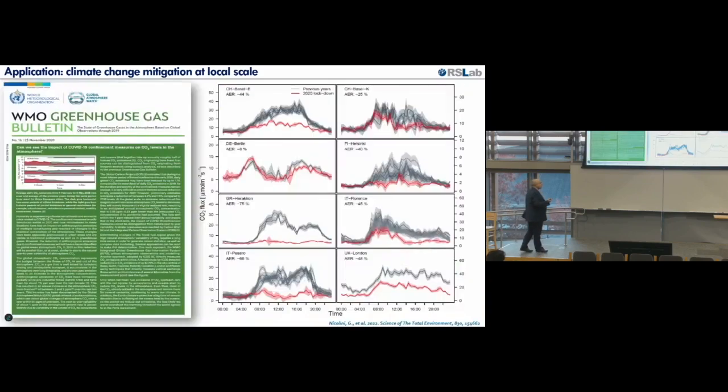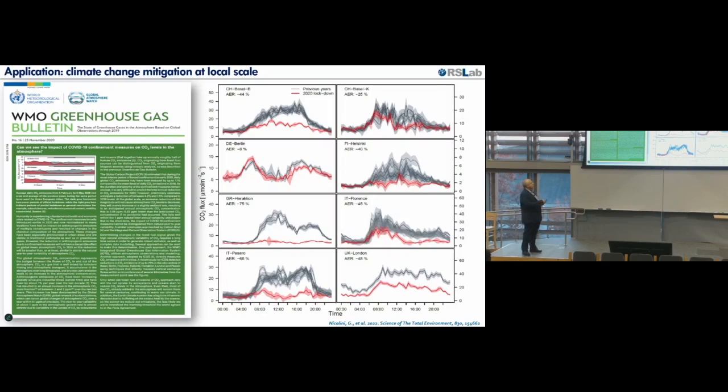A few years ago, during the lockdown period, that was confirmed because we compared emissions from different flux towers in 10 European cities. That was a study that was very much noticed by the WMO, so they put it on the cover of the WMO Bulletin, but it's also published in Science of the Total Environment. And here you see several examples for the cities that have flux towers. With blue curves, we see the daily profiles 3 or 4 years before, and with the red curves, we can see what was happening during the lockdown period.